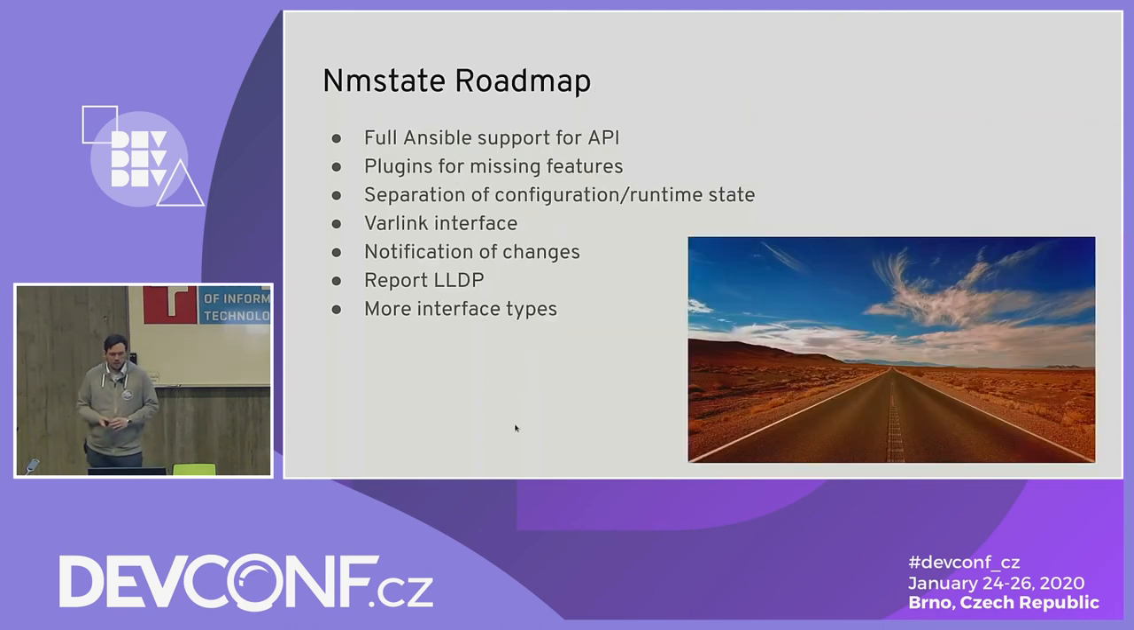For Nmstate, we are also working on full Ansible support, so you can also use the simplified syntax via Ansible and have plugins for missing features. Maybe provide a C library interface so you can easily use other languages to interface with it, because it's currently only Python, and some other ideas that we have as well.